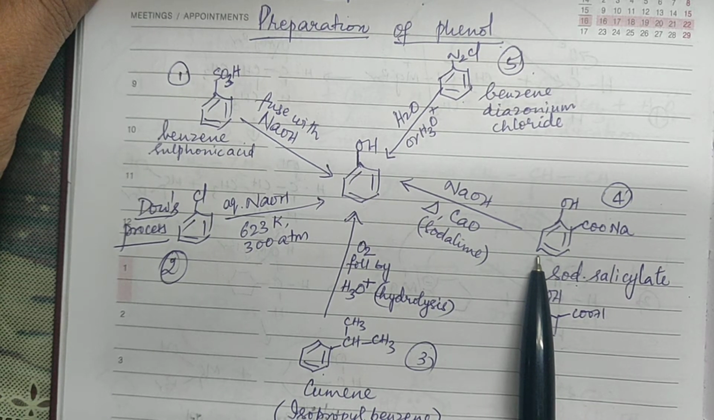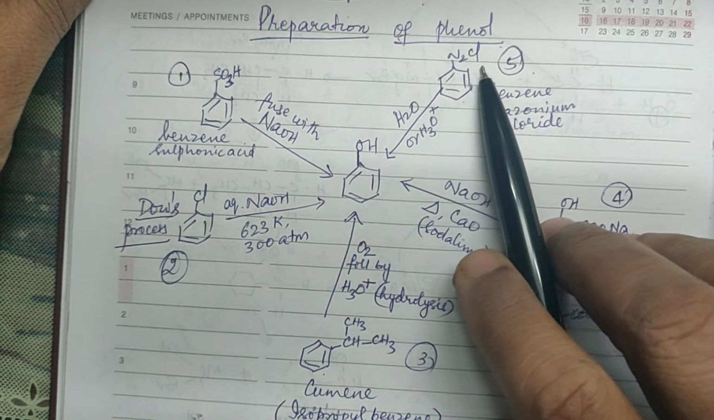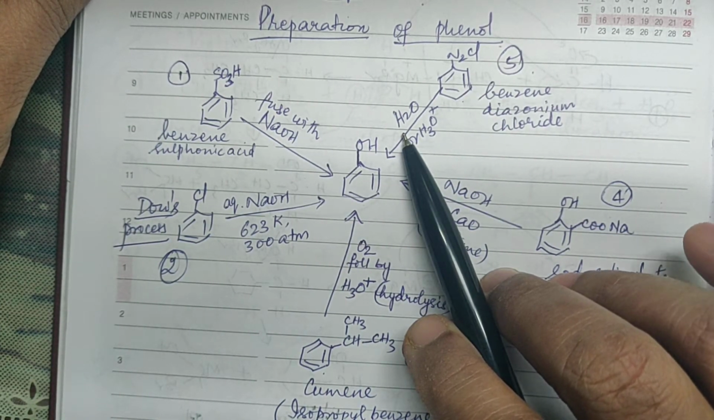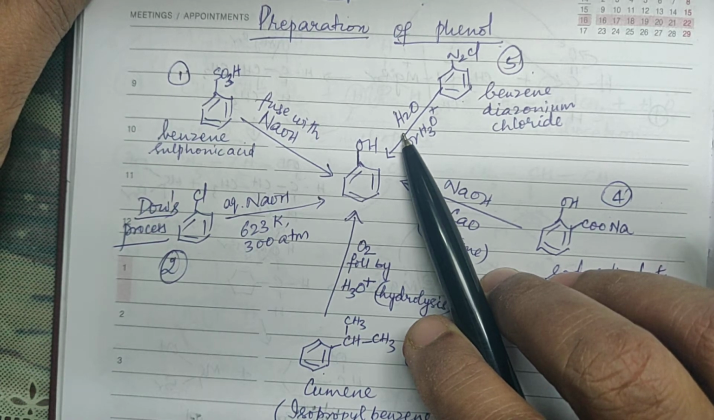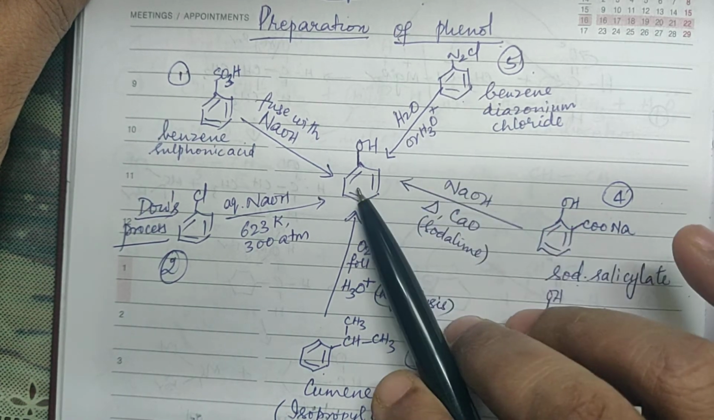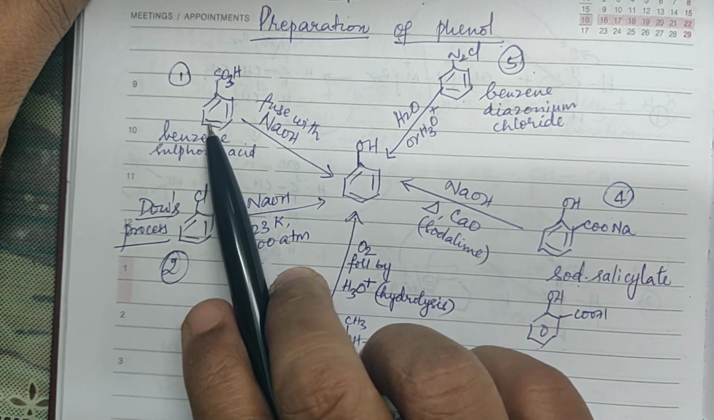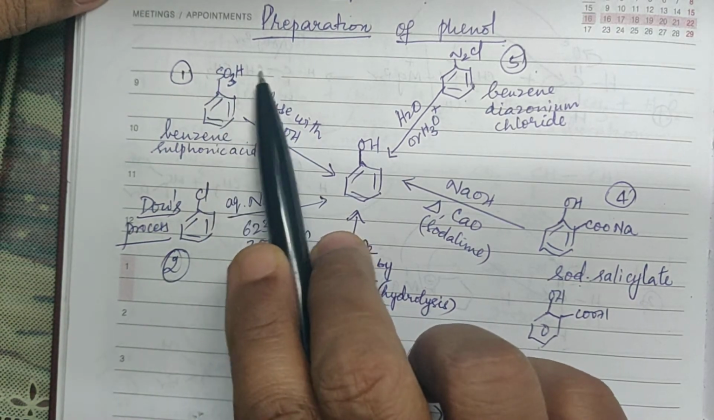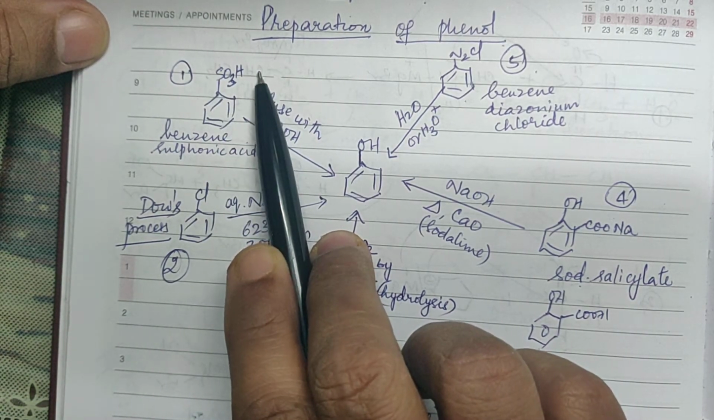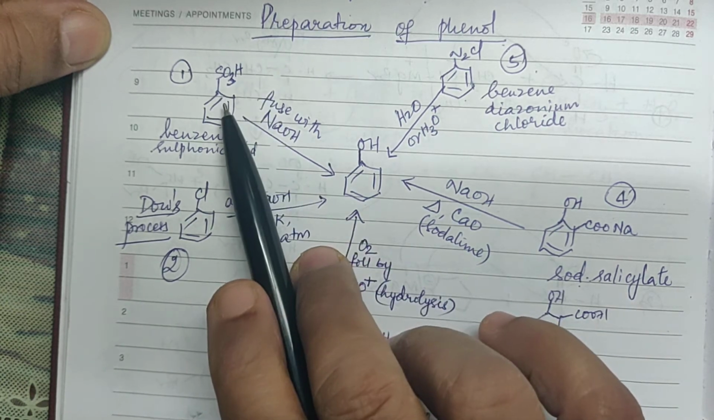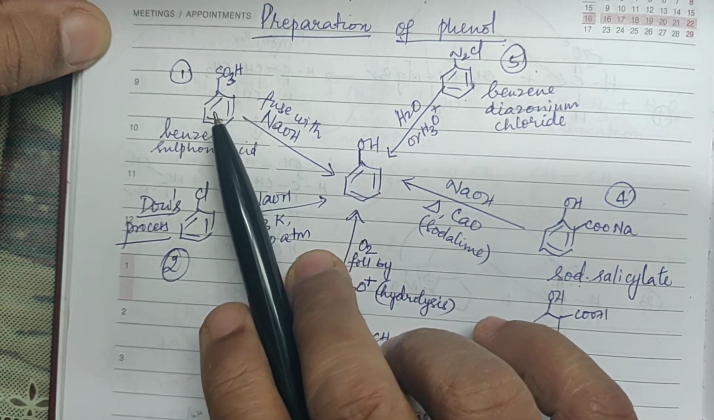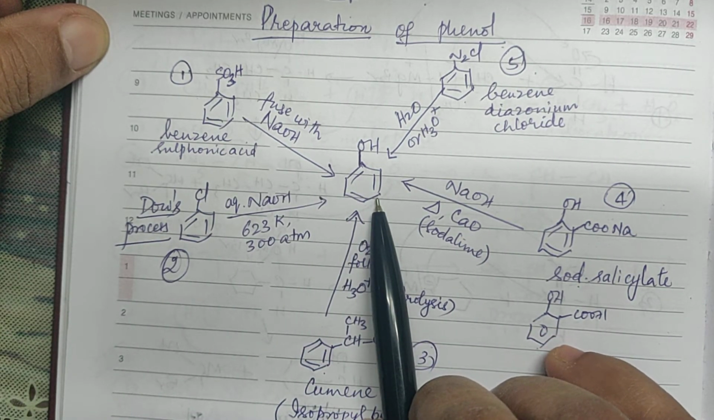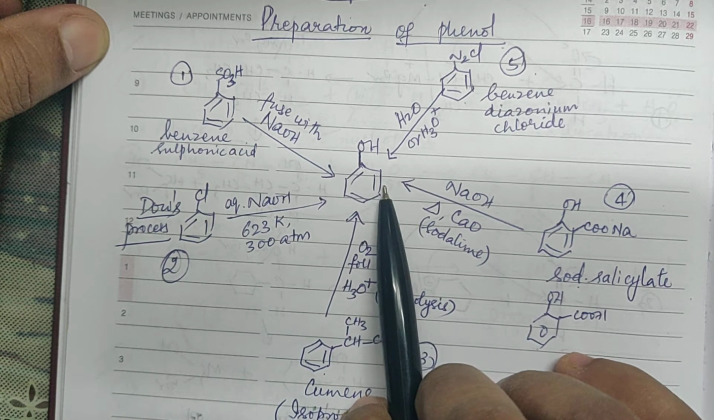You can prepare phenol. Now from diazonium chloride, by simple hydrolysis, you can add water in the presence of heat, little warm water you can use, and you will get phenol. Then benzene sulfonic acid, when it is fused with sodium hydroxide, first a corresponding salt, SO3Na, will be formed, and then when it is fused with further NaOH, it will give you phenol. Na2SO3 will be released and you will get phenol.